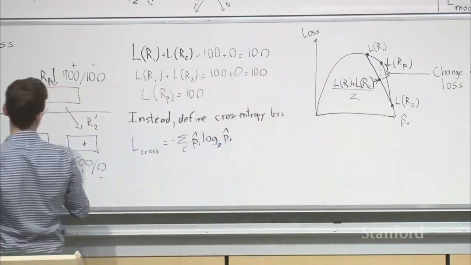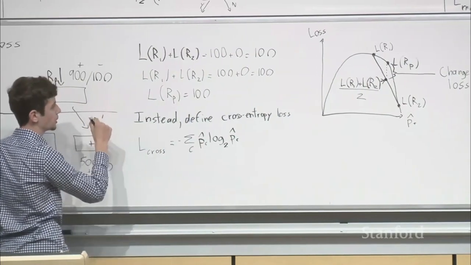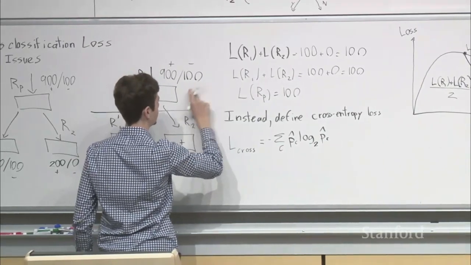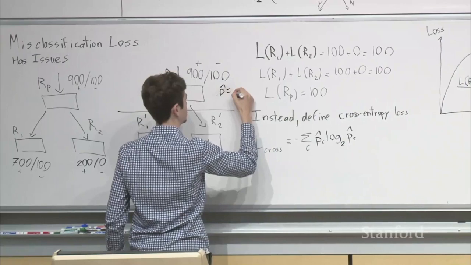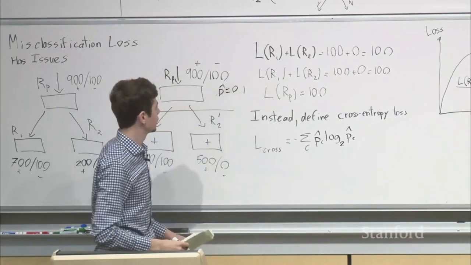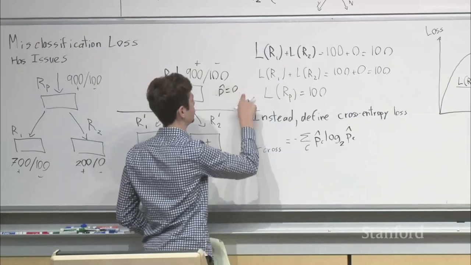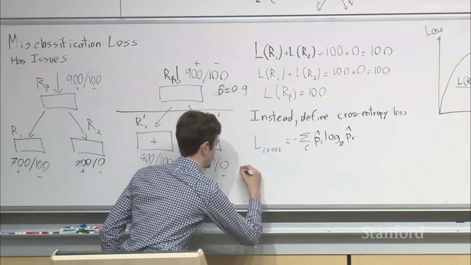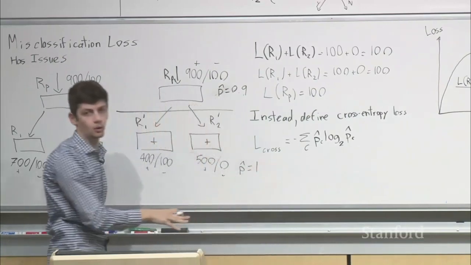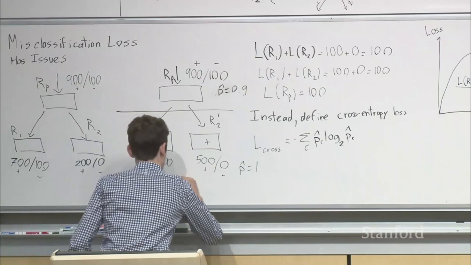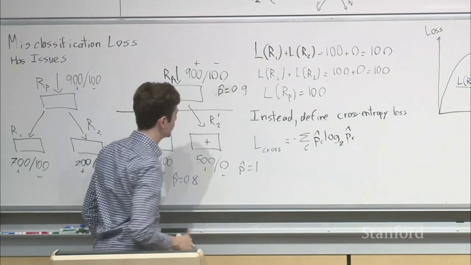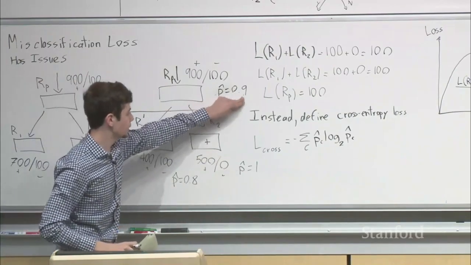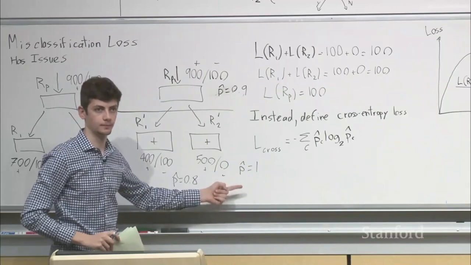And so we can come back to this, for example. If we look at this parent here, p hat for this guy is, it would be 0.9, sorry. And then in these two cases, your p hat in this case is 1, since you've got them all right, and in this case it's 0.8. Since there are the same number of examples in both of these, the p hat of the parent is just the average of the p hats of the children.